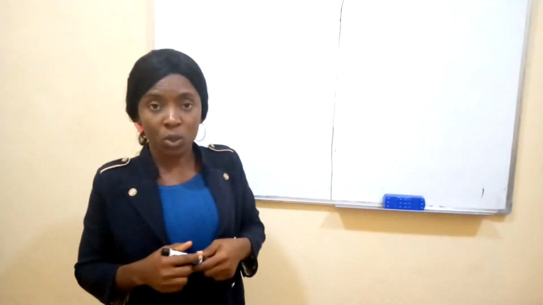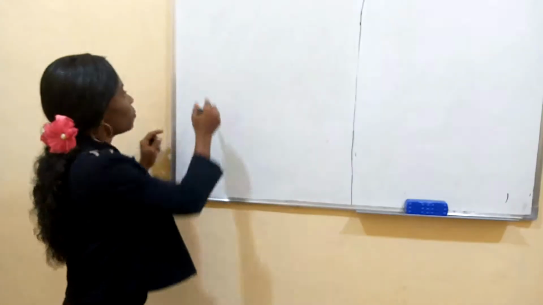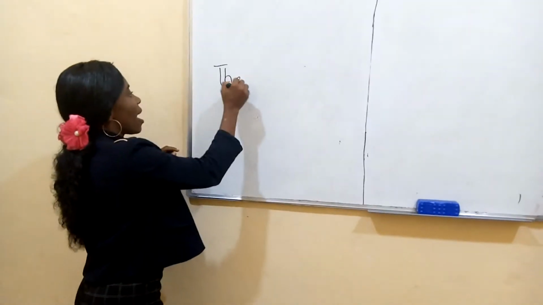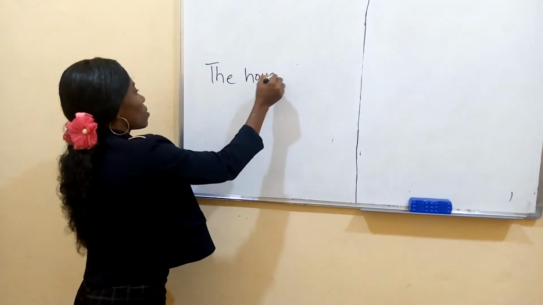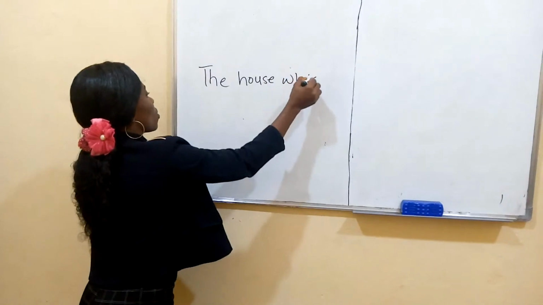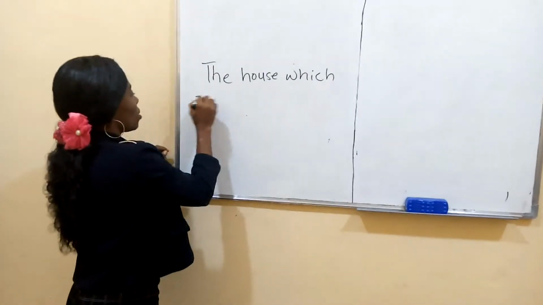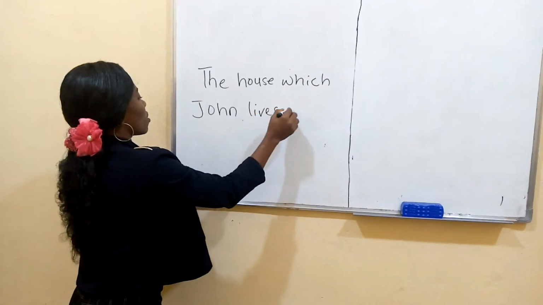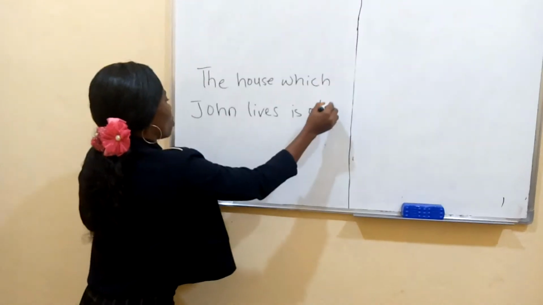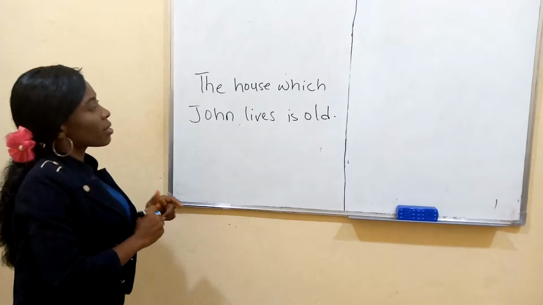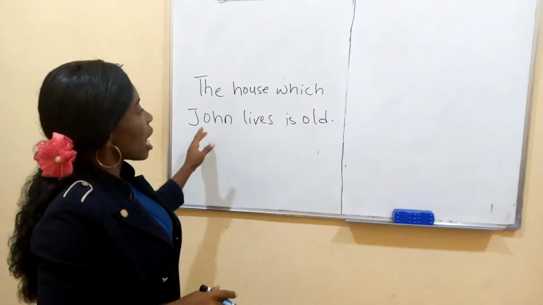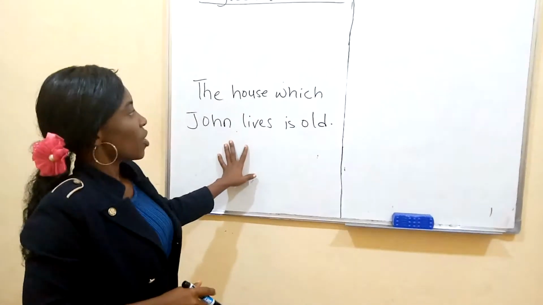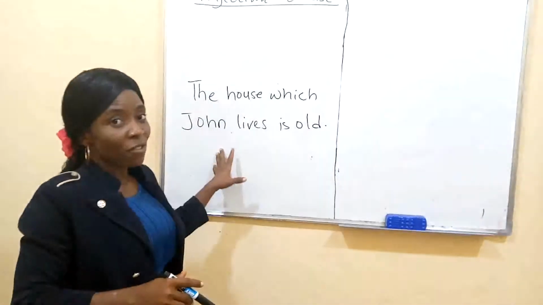Now, if we look at a sentence like, the house which John lives is old. Maybe I'll just write it down so we'll look at it. The house which John lives is old. Now this is a sentence. In this sentence, there is an adjectival clause.